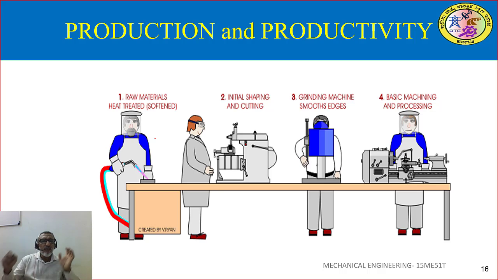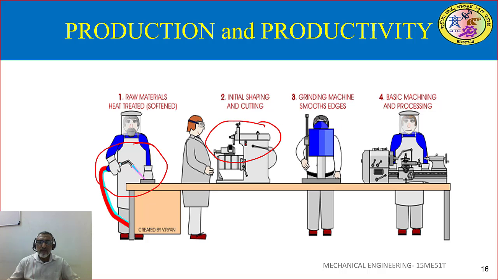If you go to any industry, production is going on. Here you can see the welding process going on, and this is the shaping process. He is performing the turning operation. So all these operations are going on. This is the grinding operation, the drilling operation. All of these operations will be done. So this is production.